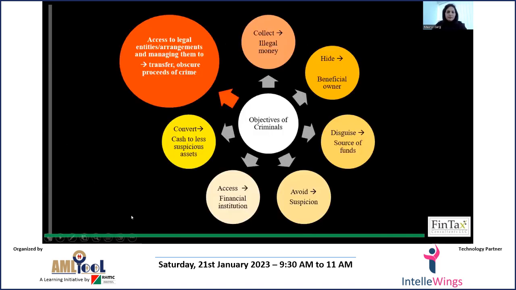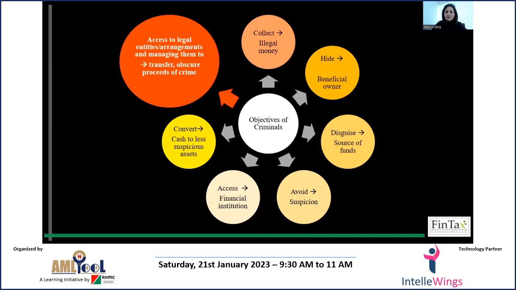So the primary objective of the criminals or the bad actors is to collect illegal money, to hide the beneficial ownership, which we all know, and to disguise the source of funds, avoid suspicion from where the money is coming in, who's the beneficial owner, etc., and have access to financial institutions, which is a very important part they're looking at, and converting cash to less suspicious aspects.